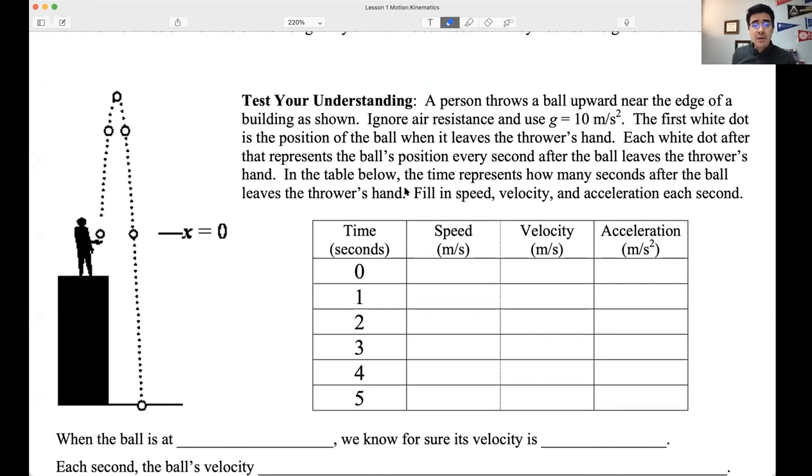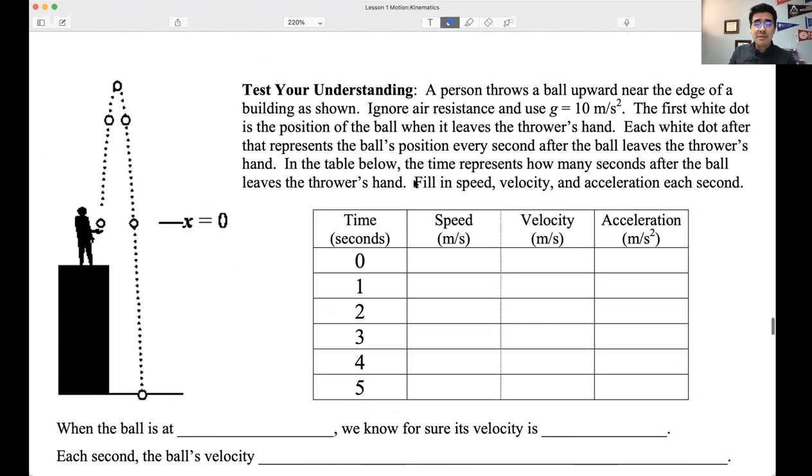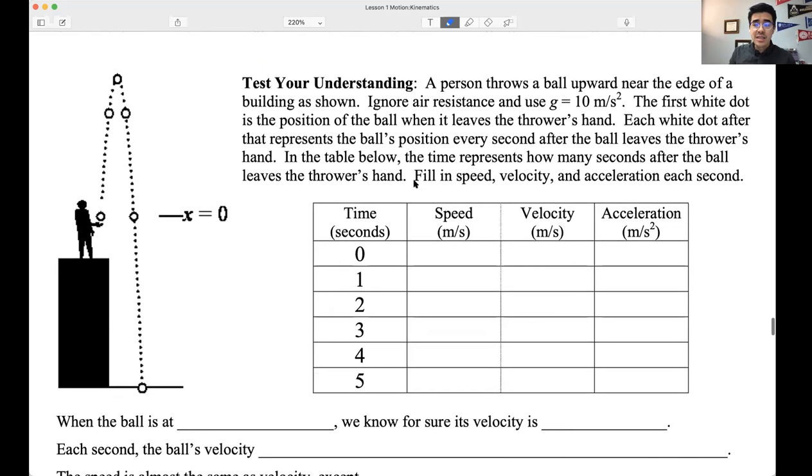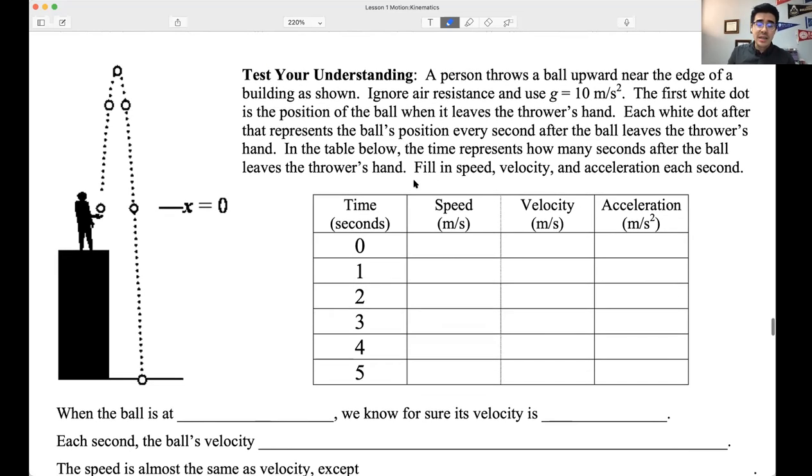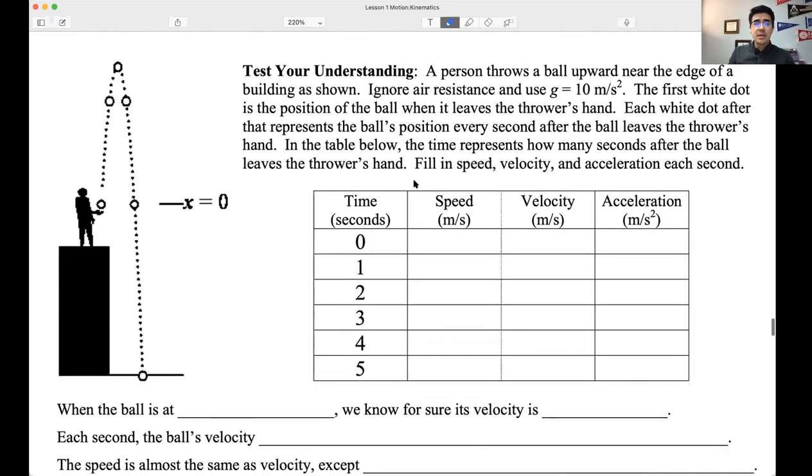So in the table below, the time represents how many seconds after the ball leaves the thrower's hands. Fill in the speed, velocity, and acceleration after each second. So out of all of these, which one do you think would be the easiest to figure out first?